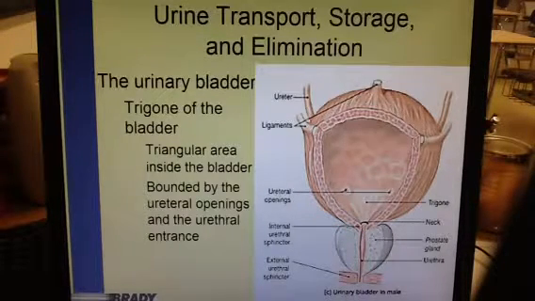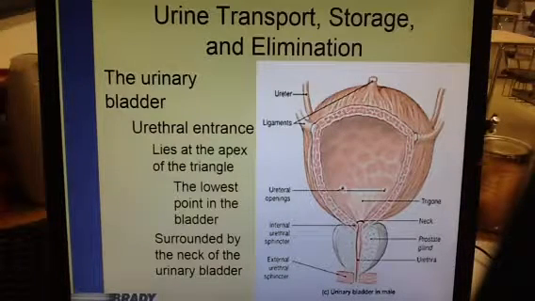The bladder is where the urine is stored. It has a triangular area inside the bladder that is bounded by the ureteral openings and then the urethral entrance. So the ureters enter in the top of the bladder, and then the urethra is exiting out of the bottom.